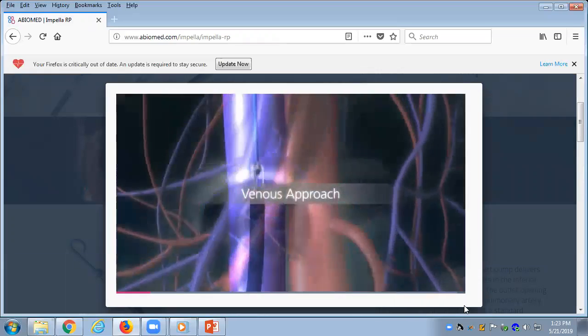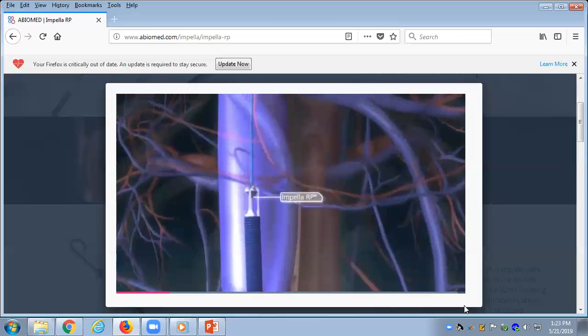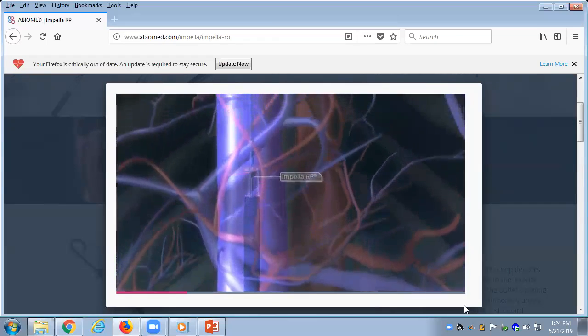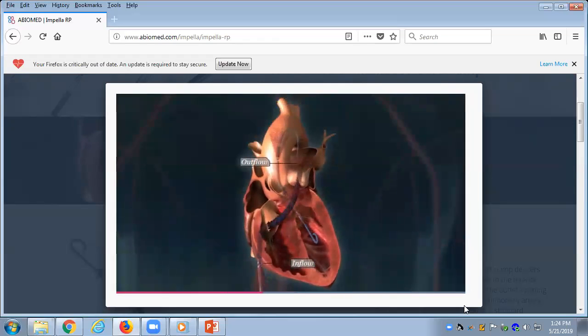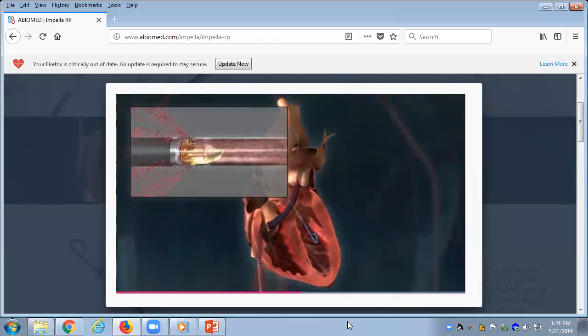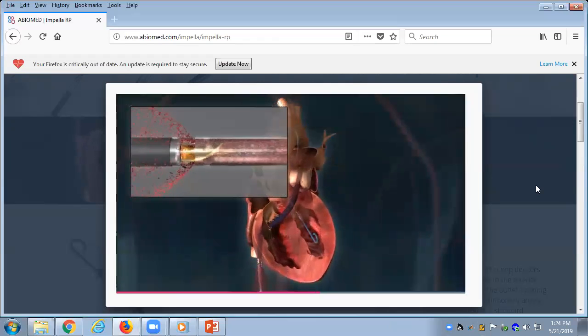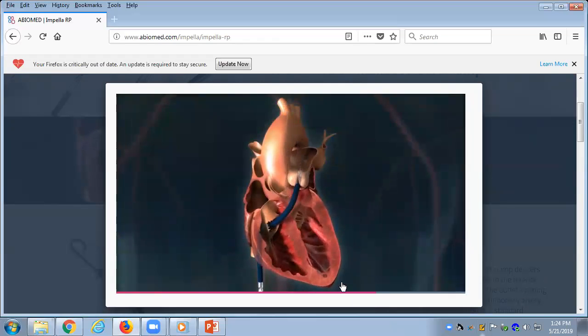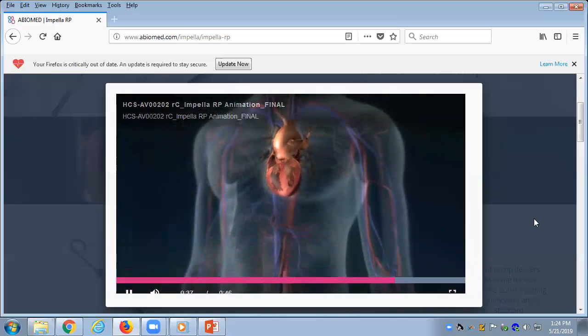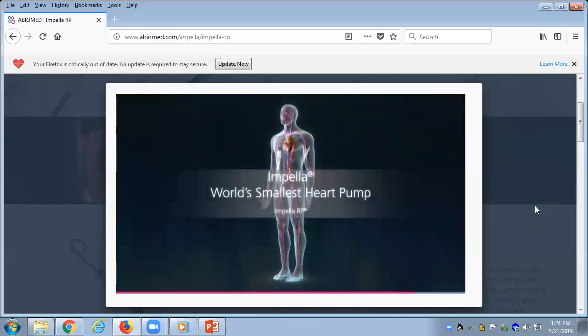So this is the RP. We place it through the venous system. We're going up through the venous system. See, we already have an LP in place, or a CP in place. It's going through the atria, through the ventricle, into the pulmonary artery, and we're taking blood from the venous side and unloading it into the pulmonary artery. So we're taking the workload off of the right side of the heart.